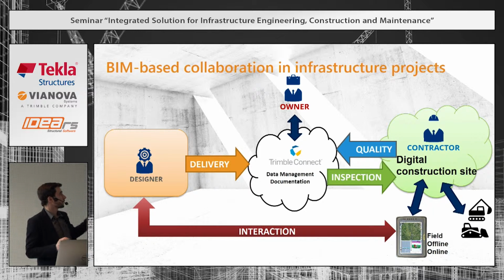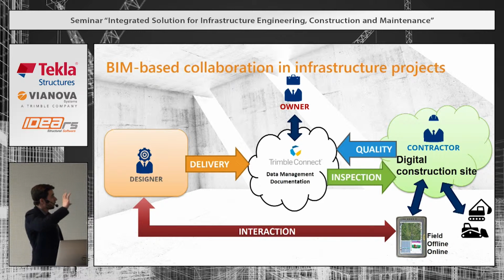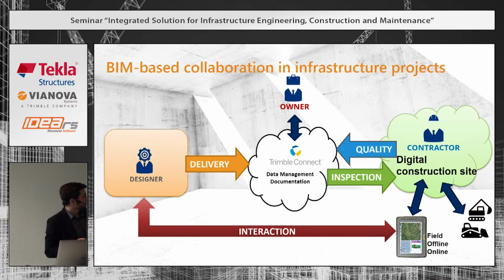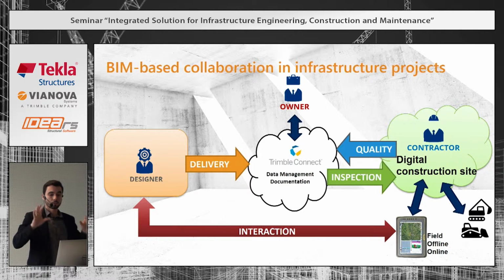And in our perspective, this is the tool for the owner. By owner, in Finland we mean the road authority, municipalities, cities. People who want to see what the designer is doing and also what the contractor is doing. So they all deliver information to Connect, and then the owner has tools within Trimble Connect to see the data and to do something about it. And then we have the contractor. Trimble Connect works as a hub, and the models are also inspected in Connect and delivered to the contractor.